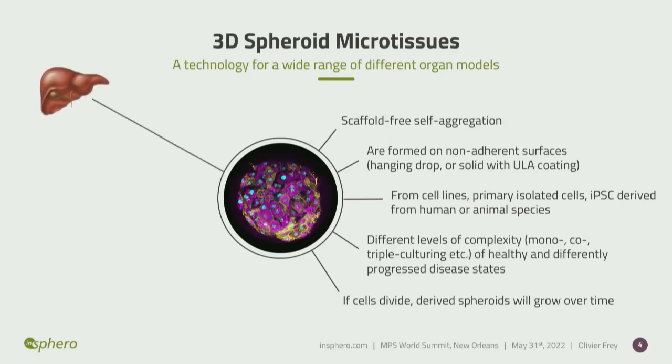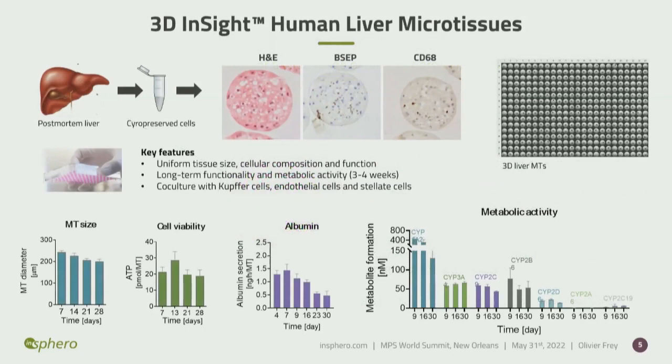The tissue that you see here is a complex liver model, and we have perfected it in a way that we can produce it in a very uniform way in a specific plate that we have, with a very uniform cellular composition. The size is maintained over 4 weeks, as are cell viability and all the metabolic and tissue-specific functions.